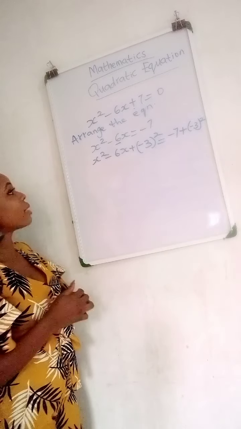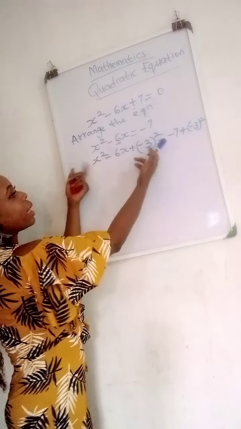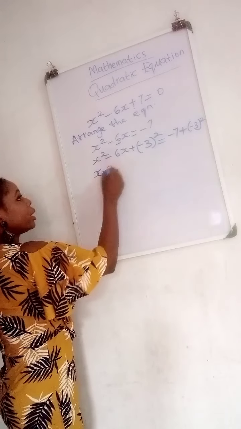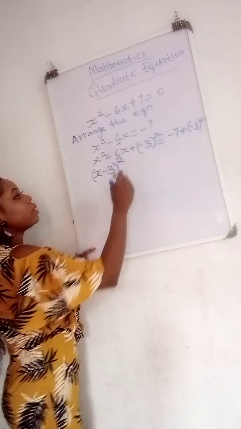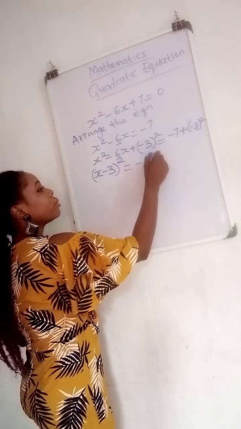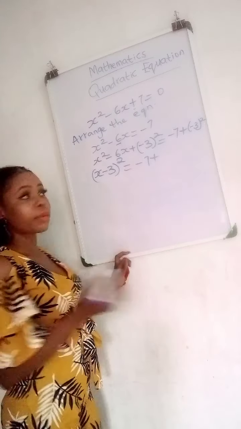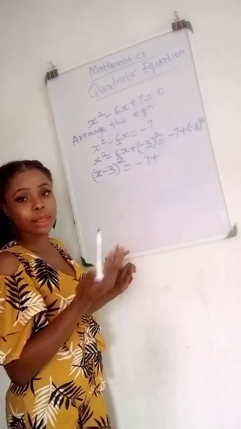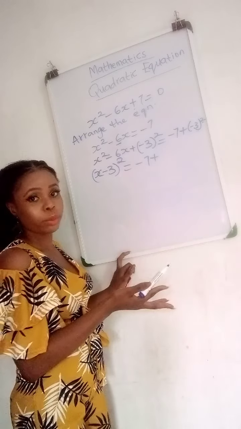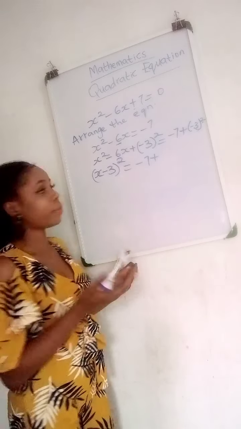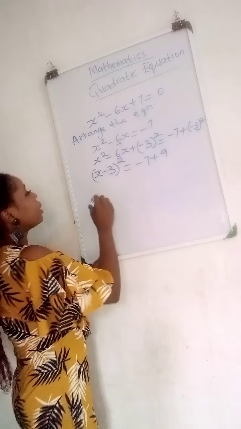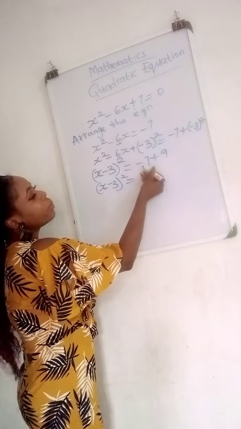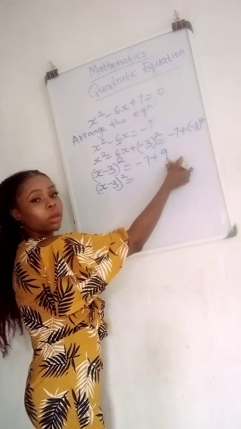Okay, so the next thing to do is to get the squares, which is (x minus 3) all squared equal to minus 7 plus (minus 3) times (minus 3). When you open this, minus 3 times minus 3 will give you plus 9. Minus times minus will give you plus, 3 times 3 will give you 9, plus 9. Okay, then this is (x minus 3) all squared equal to minus 7 plus 9, which gives you plus 2.